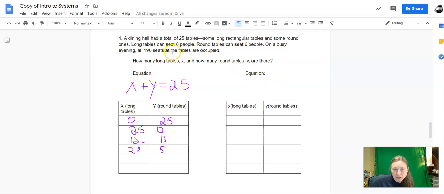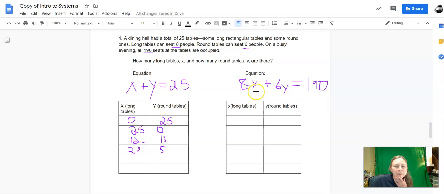In the next one, we know that there's 190 seats total, and we know how many people can sit at round tables and long tables. And long tables are x, round tables are y. Therefore, 8 times x, so 8 people at each long table, plus 6 times y has to add up to 190. This one's a little bit harder to just guess and check. But if you're kind of creative with it, you can think of some.